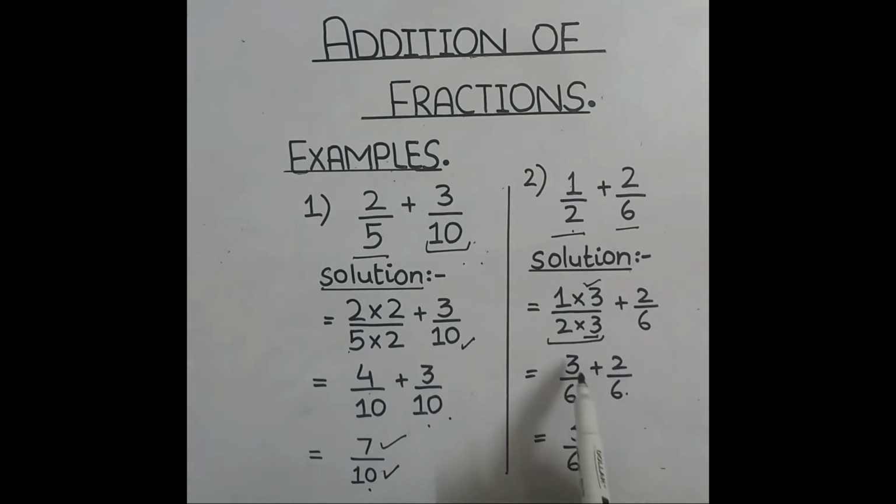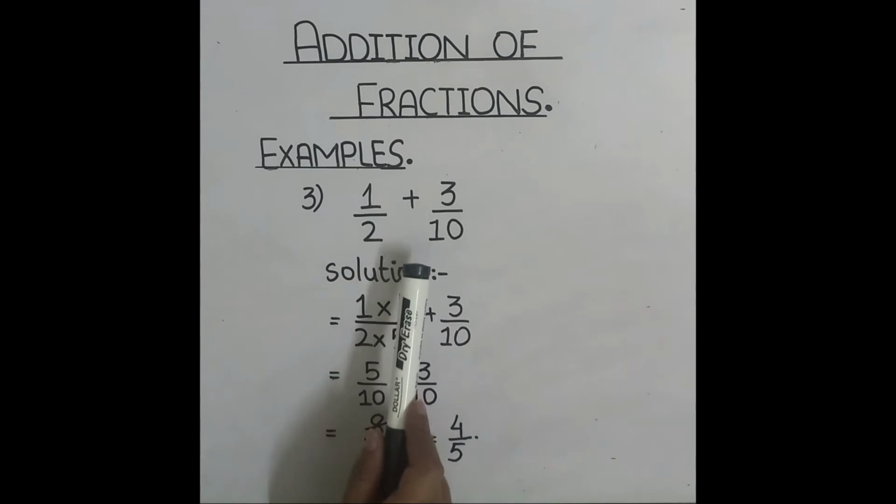Rule number 2. Add the numerators and write the answer above the denominator. So 3 plus 2, 5, 6 will come as it is. Rule number 3. Simplify the fractions if required. But this fraction is already simple, so we will not simplify it further.